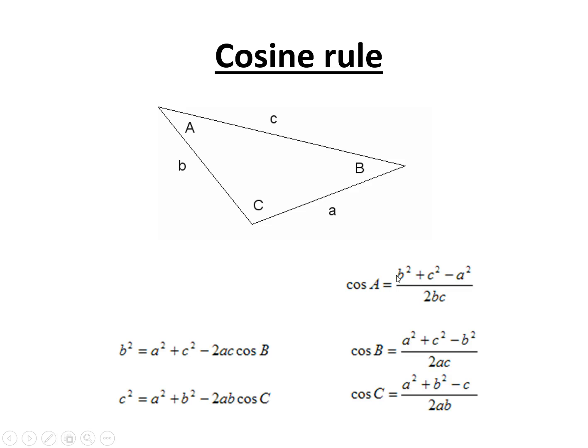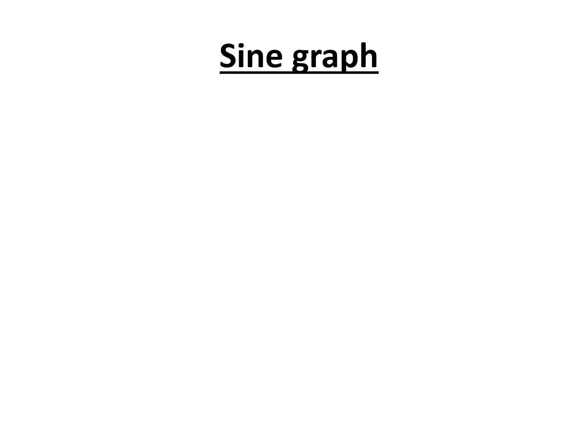So if it's cos B, then you just replace where you have the A in this equation with the B, and replace the B you have with the A. It's fairly straightforward. It just depends on how you notate the triangle.